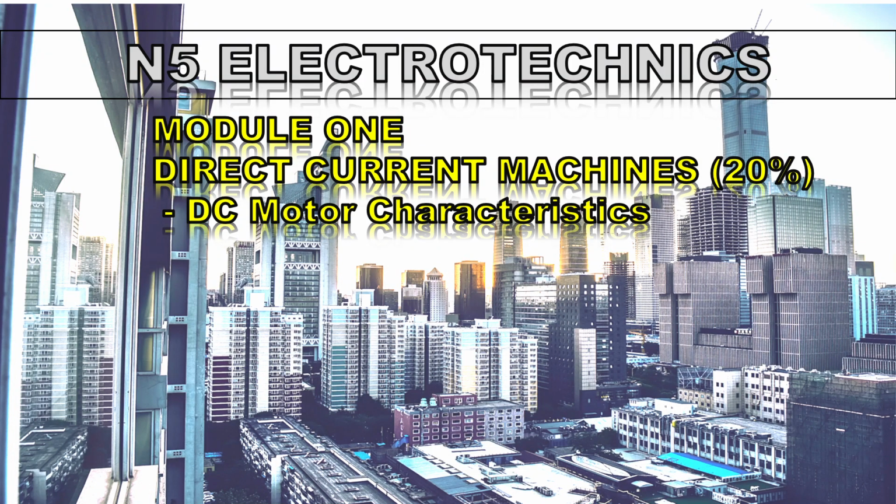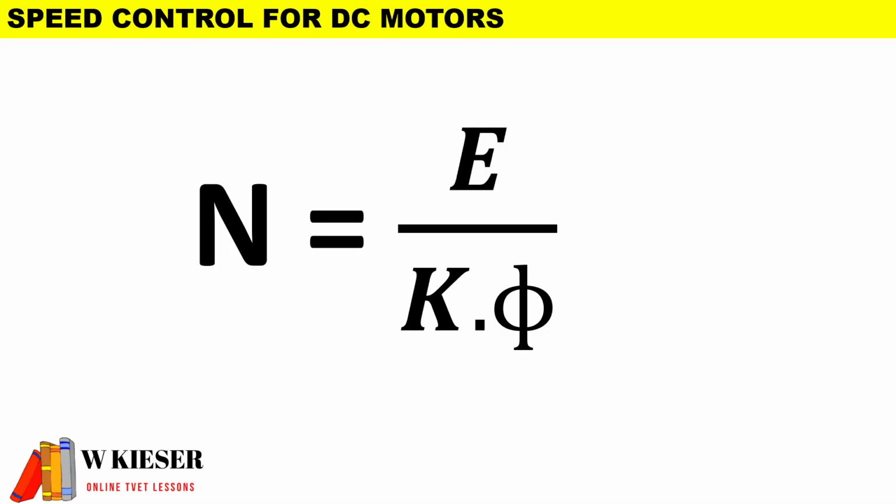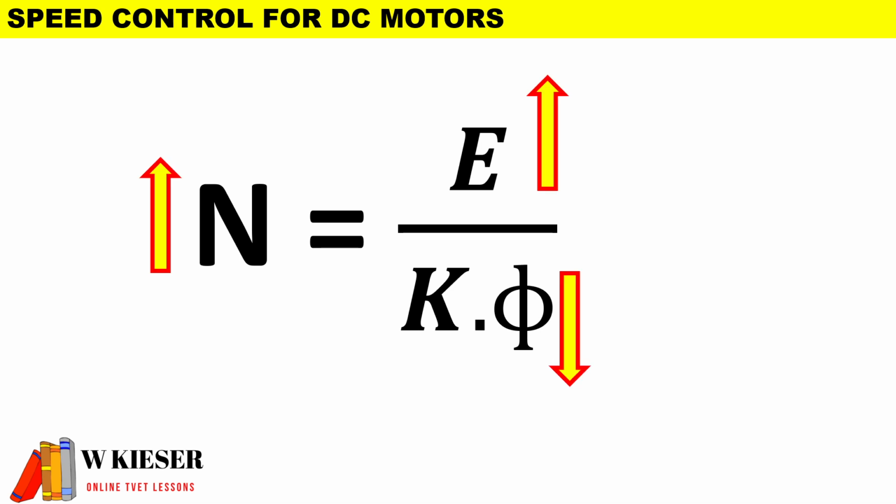In this calculation for N5 Electrotechnics, we'll be looking at speed control for DC motors. Now, having a look at this formula, you'll notice that the speed is directly proportional to the EMF. However, it is inversely proportional to the flux. Now, if you want to increase the speed for a DC machine, you either have to increase the EMF or decrease the flux. And alternatively, if you want to decrease the speed, you need to decrease the EMF or increase the flux.